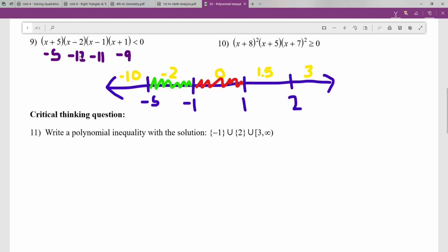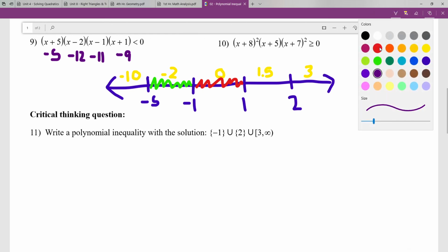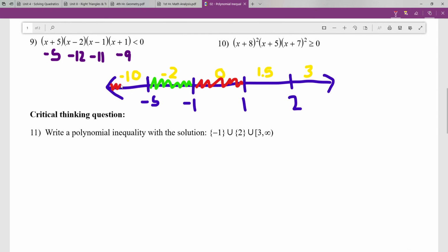If we have 4 negatives all multiplying together, we're going to end up with a positive number. Again, it doesn't actually matter the number we end up with, but it's going to be positive, which is not less than 0. So this interval does not work.